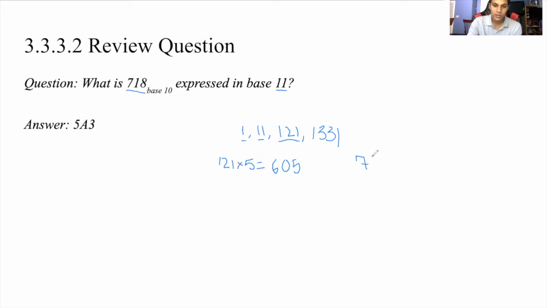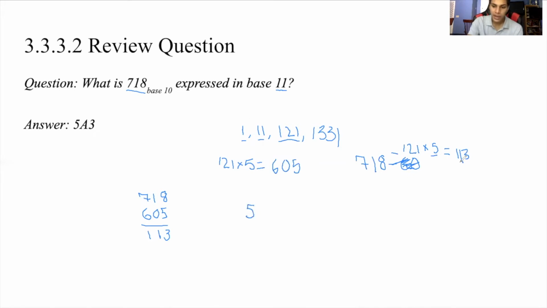So if we do 718 minus 605, or instead of 605, I should write minus 121 times 5, then that's going to be equal to, and I actually have to do this one out again. So 718 minus 121 times 5, which is 605. 8 minus 5 is 3, 1 minus 0 is 1, and 7 minus 6 is 1. So 113. And now, since 121 went into 718 5 times, in the 121's place in our base 11 number, we write a 5.